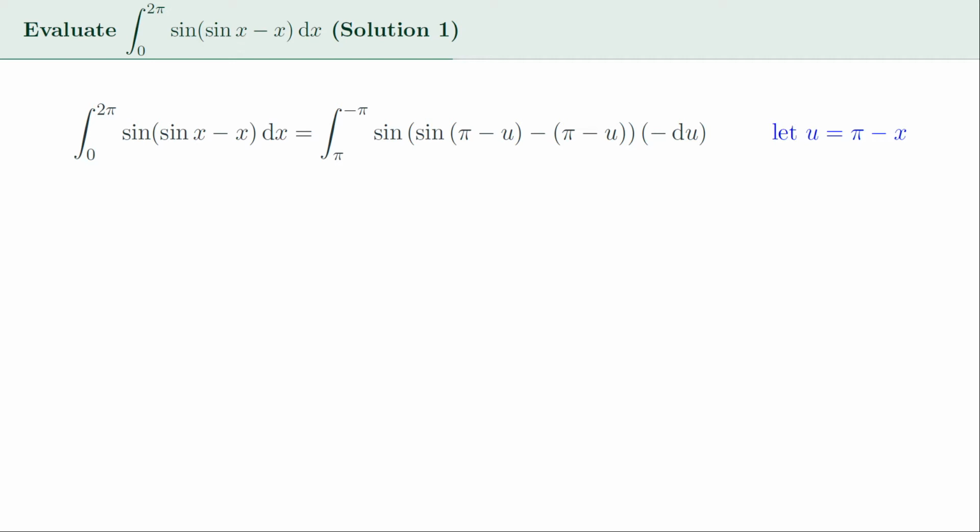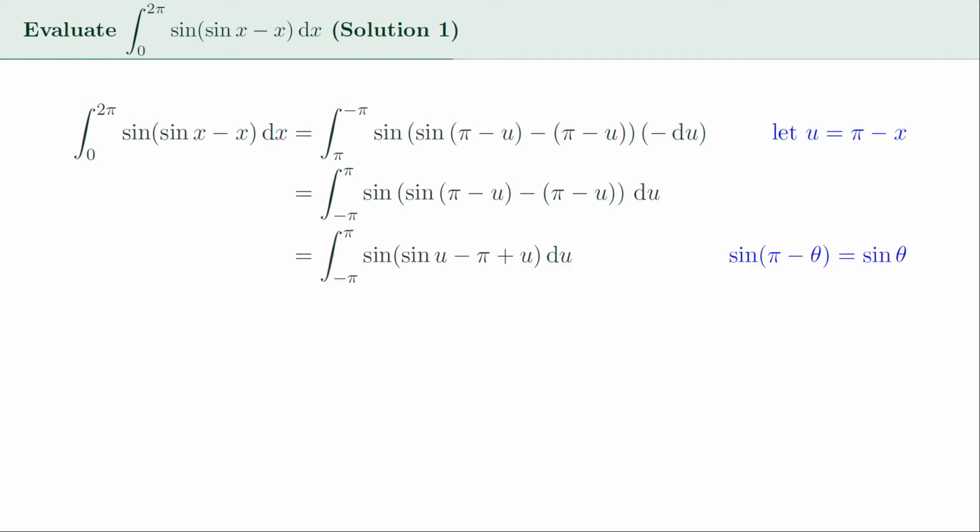The integral then becomes sine of (pi minus u) minus the quantity (pi minus u). Of course, we can take out the negative sign in the differential and then put that in the limits so that we can interchange limits from negative pi to pi. Now we can use the property for sine, specifically that sine of (pi minus theta) is equal to sine theta. So the sine of (pi minus u) is simply equal to sine u.